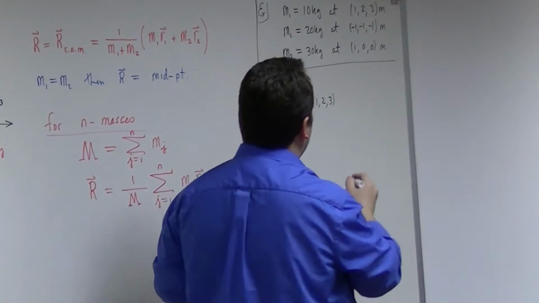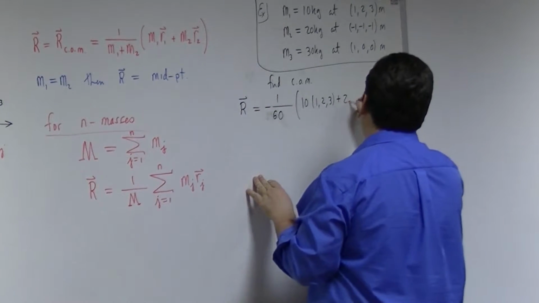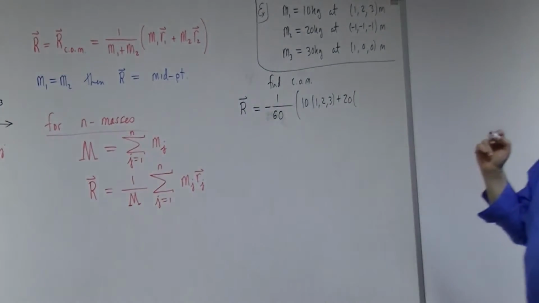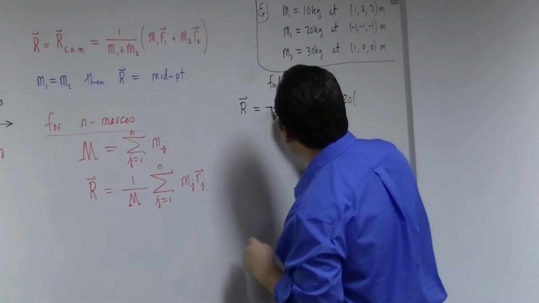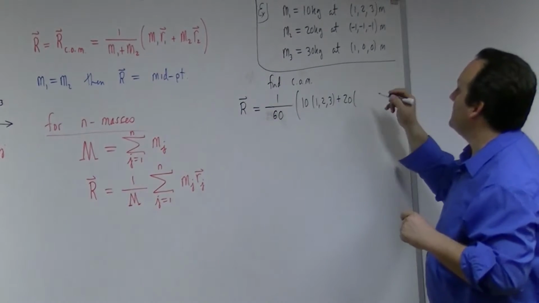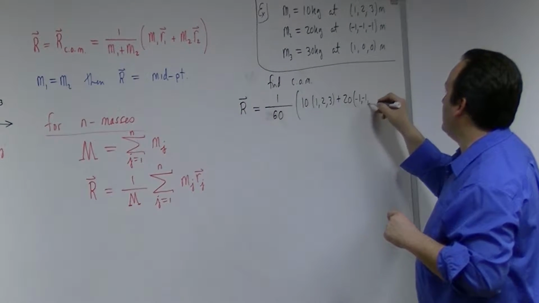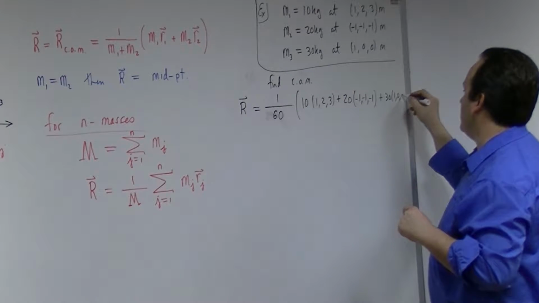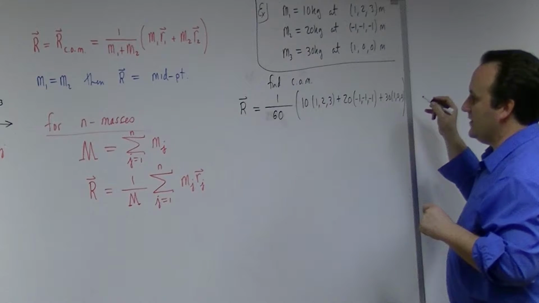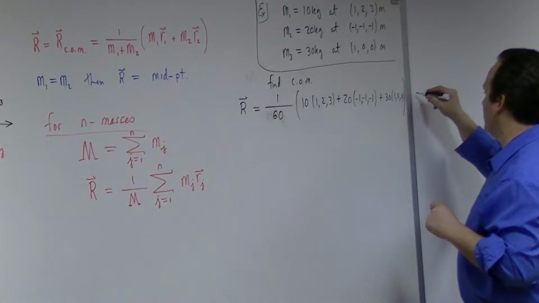10 times (1, 2, 3) plus 20 times, what's that? Oh, it was negative, sorry, my fault. (-1, -1, -1) plus 30 times (1, 0, 0). And then feeling guilty for not putting units in, I will put them in now. Times meter.